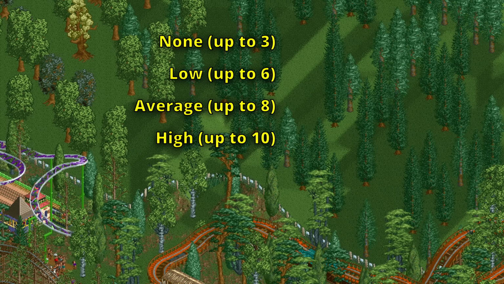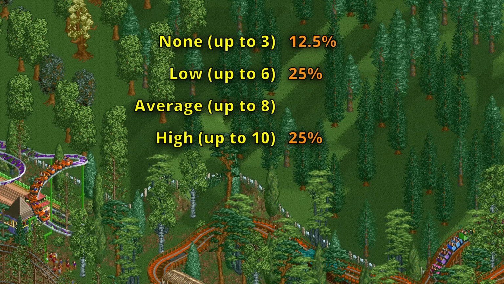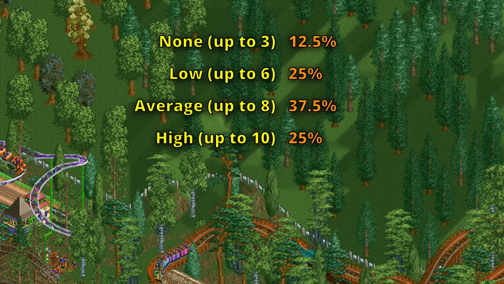For nausea tolerances there is a different distribution. None has a 12.5% chance, low and high have a 25% chance, and average is the most common with 37.5%. If the guests are quite happy, let's say 180 out of 255, then even a low nausea tolerance already lets them go on rides with up to 7.8 nausea, which is almost all rides.